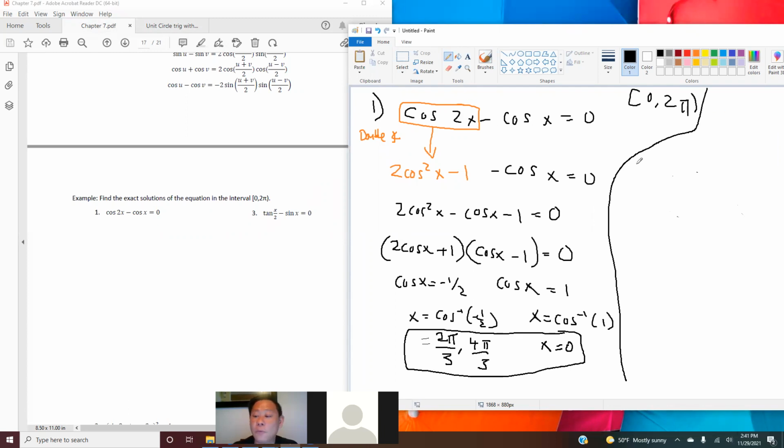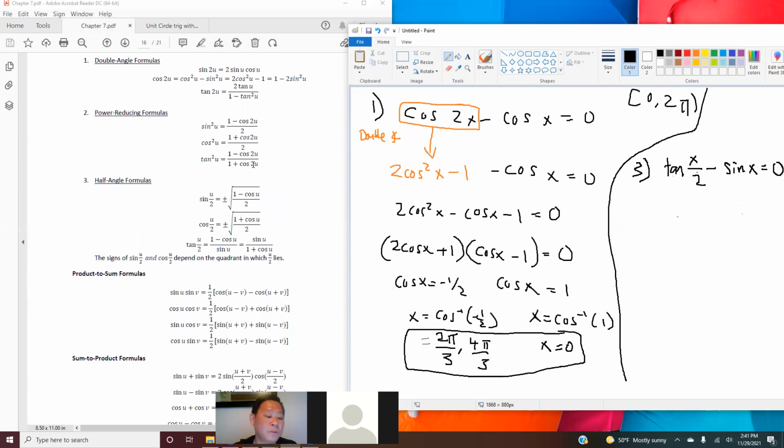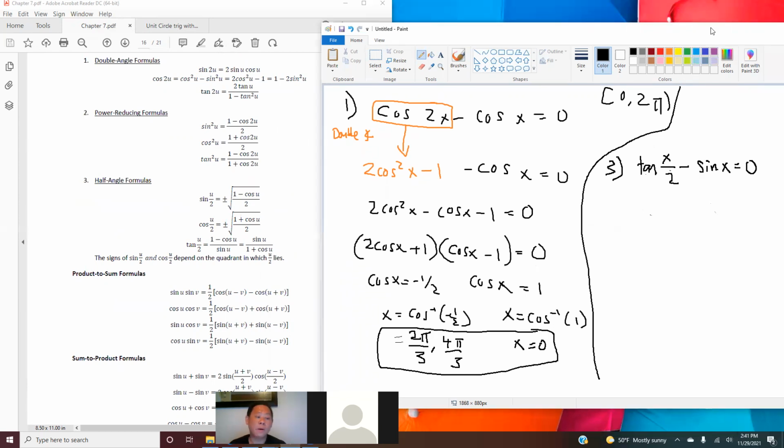Okay. We'll do number 3 here. Tangent x over 2 minus sine x equals to 0. Number 3. So what formula should we use for this question 3? Double, power, half, product to sum, sum to product.